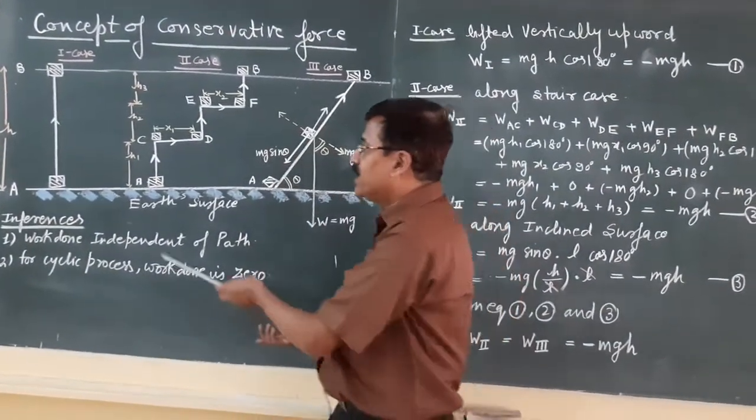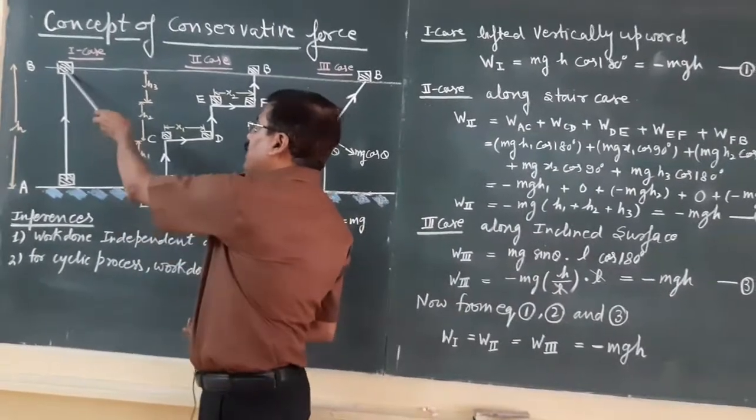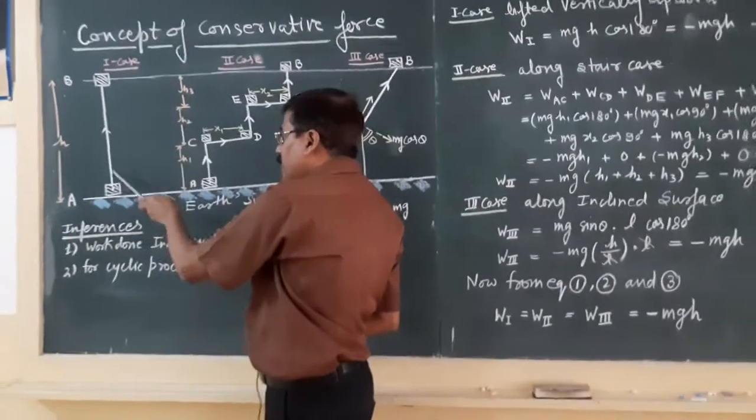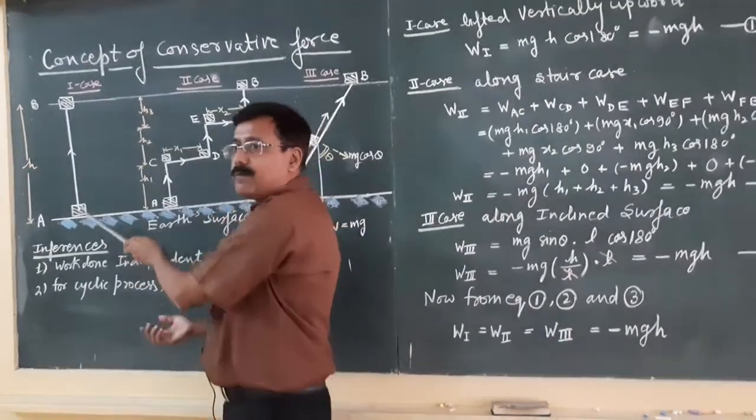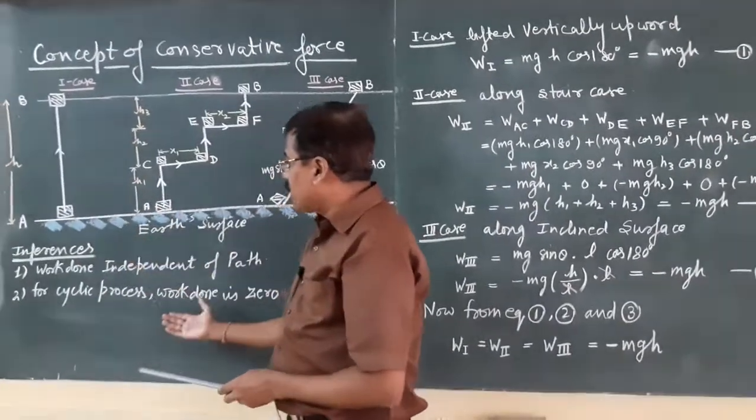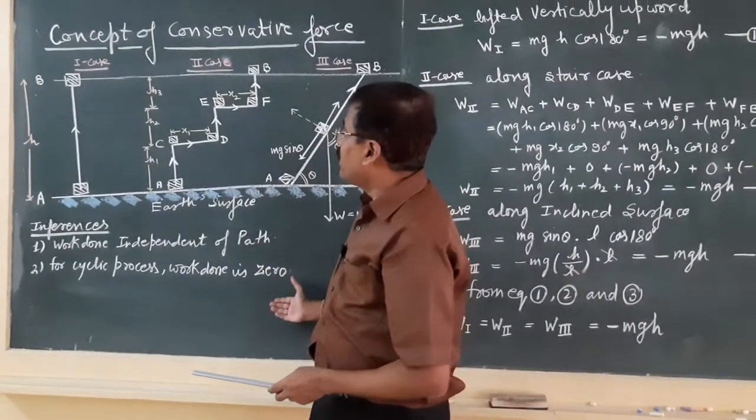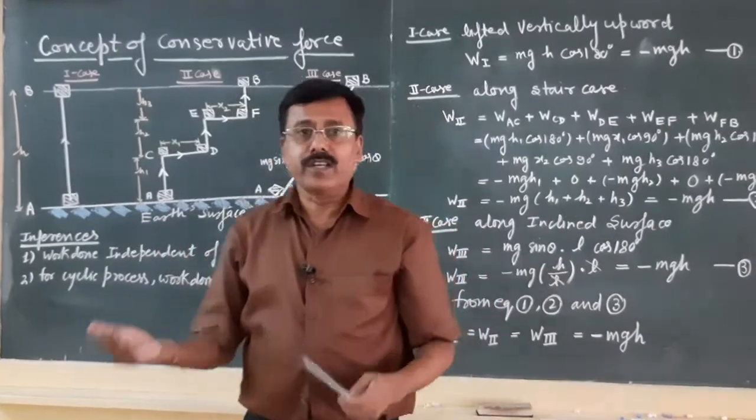What is the meaning of this? If you lift the object vertically upward, the work done is minus mgh. When you lift the object from B to A, work done will be plus mgh. It means for a cyclic process, work done will be 0. So, these are the two important inferences about the conservative force.